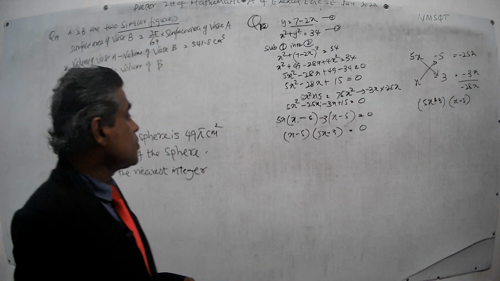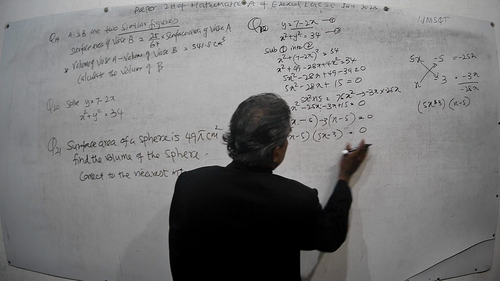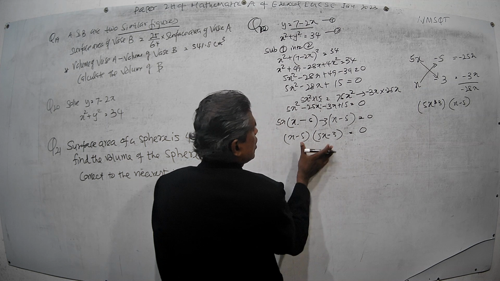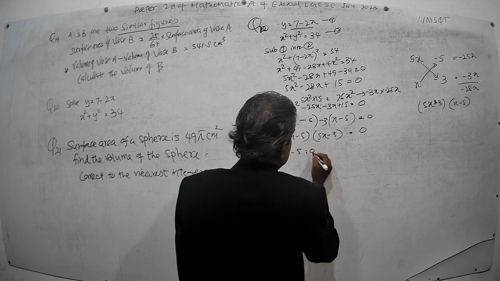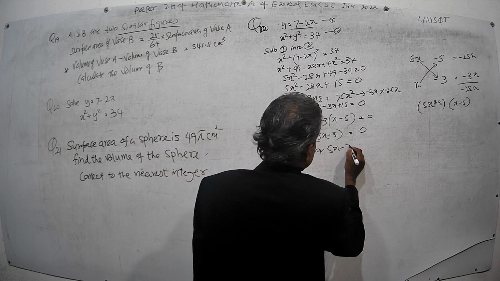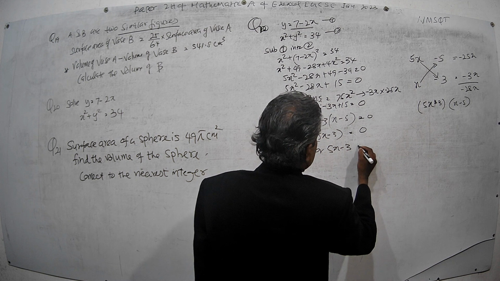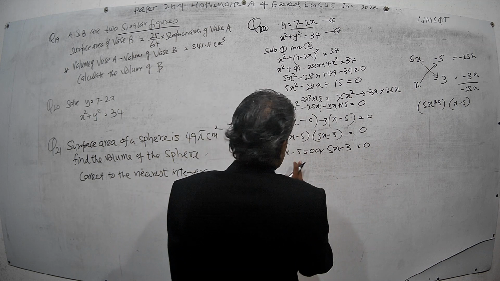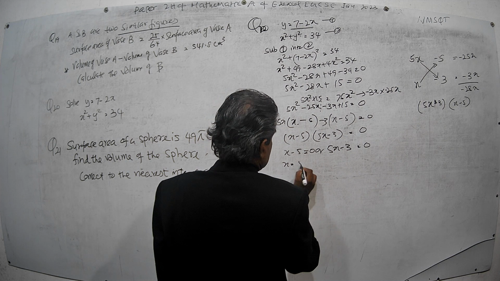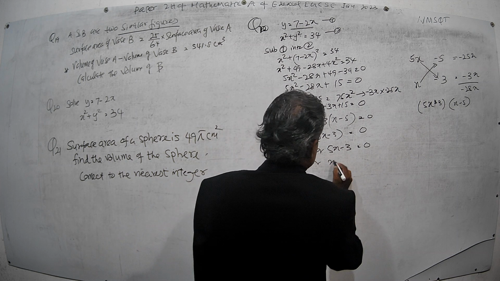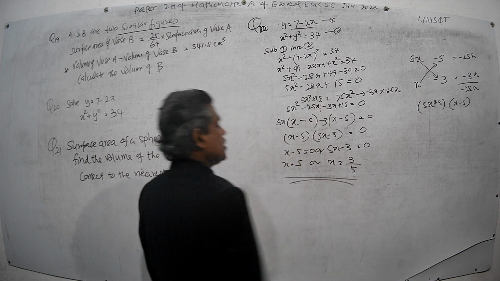Now here you have the product of two terms equals 0. Therefore, any one of these two terms can be 0. So it must be x minus 5 equals 0 or 5x minus 3 equals 0. Then x minus 5 equals 0 means x equals 5. Or this one will be x equals, take 3 to that side, 3 divided by 5. This is the two x values.